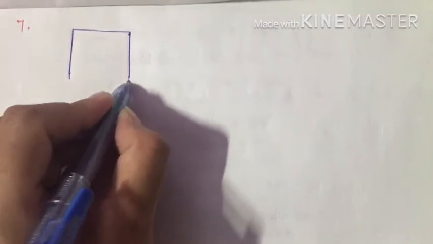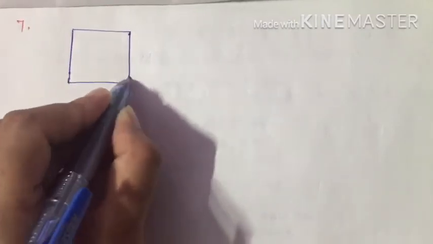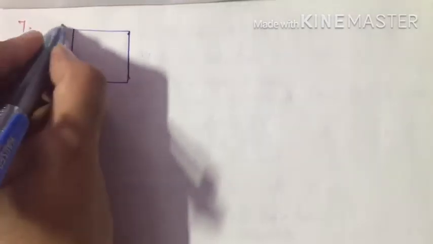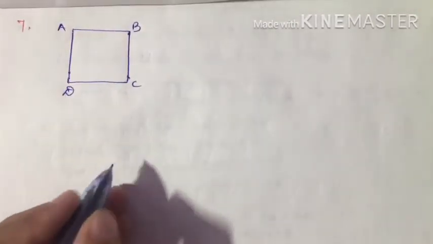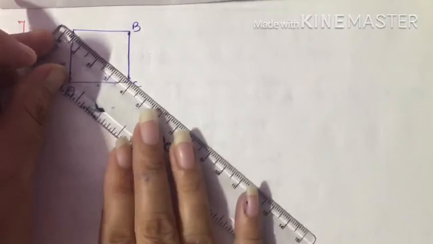Question number 7 says ABCD is a rhombus. Already it is given that it is a rhombus. Let's take it a bit like this, it is square type. It is a rhombus, just its angles are not 90 degrees. Fine. ABCD is a rhombus. Show that diagonal AC bisects angle A.